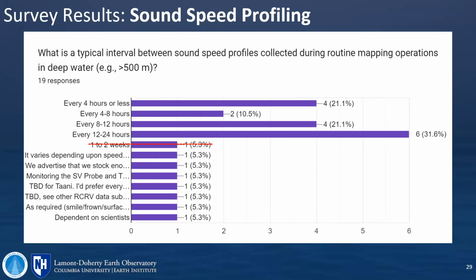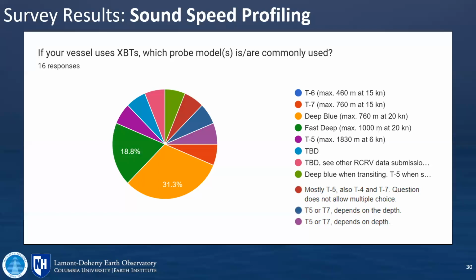For deep water mapping, it seems like most of the ships are about every 12 hours. And depending on your schedule there, if it's one at midnight and one at noon, you'll be capturing the extremes of the daily heating and cooling, and that might be good enough. Very few ships are doing every 4 hours or less. I did one survey on the Blake Plateau, and we were doing every 45 minutes for weeks. It was awful.